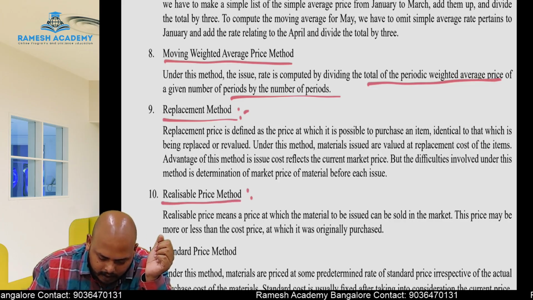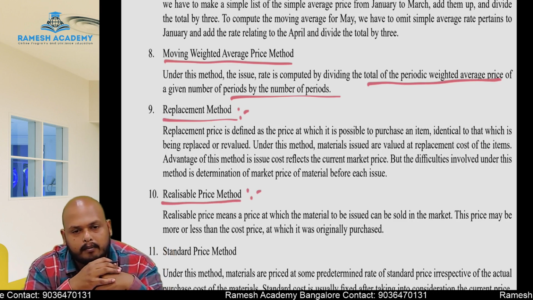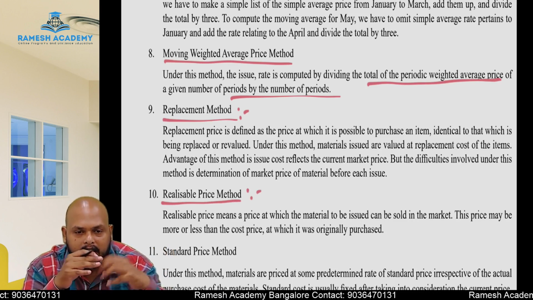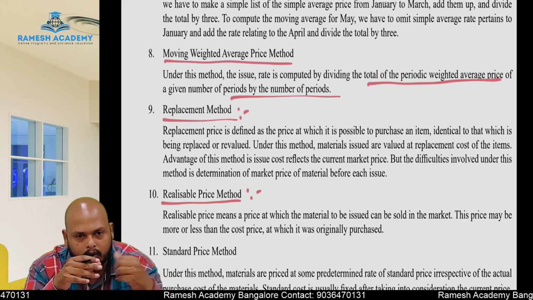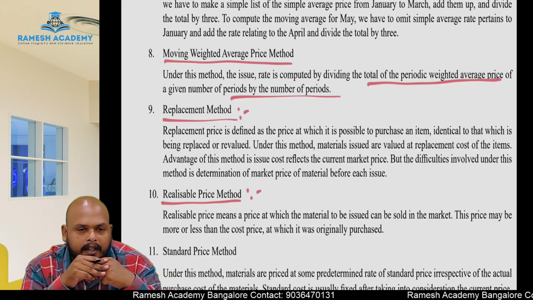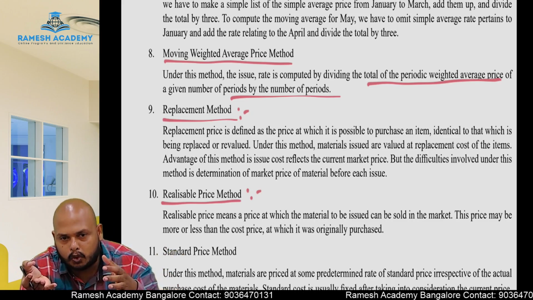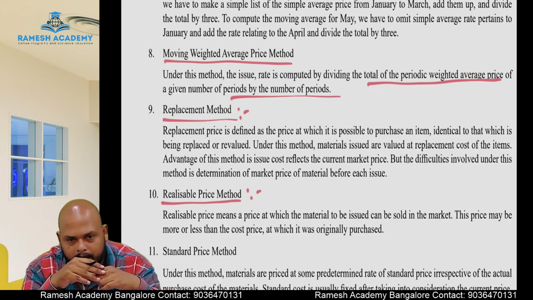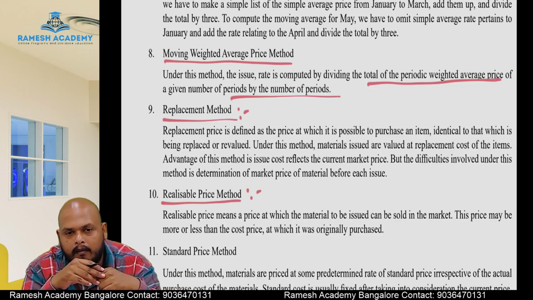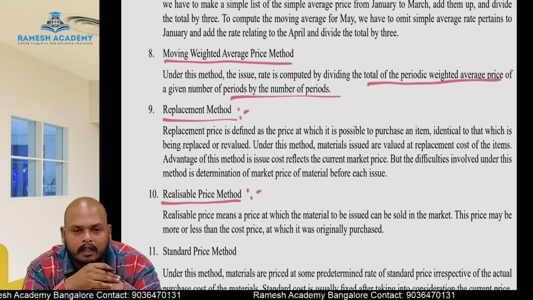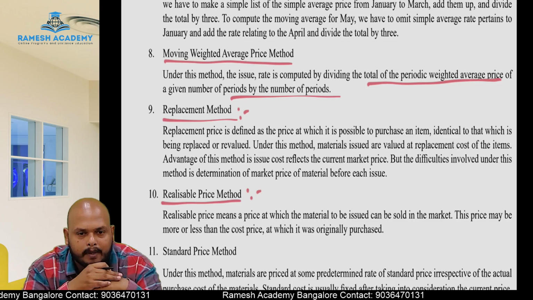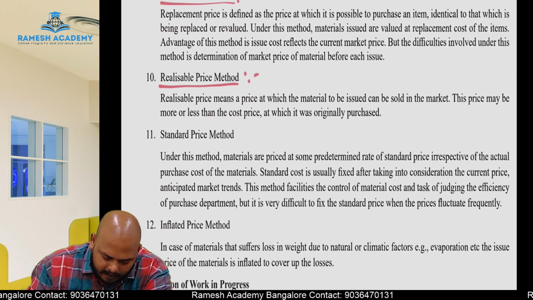Next, the realizable price method. Realizable price is nothing but the value we can realize from the market. Suppose we purchased 1 kg of raw material at 100 rupees. Now, at the time of issue, what is the price existing for that material? Suppose if I sell that raw material, I am able to fetch only 90 rupees. That 90 rupees is called the realizable price.